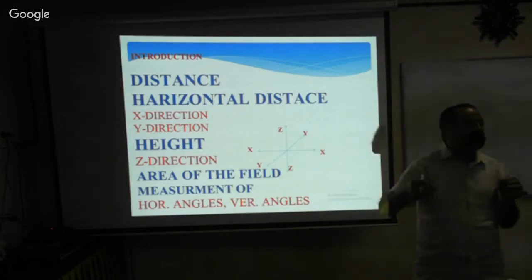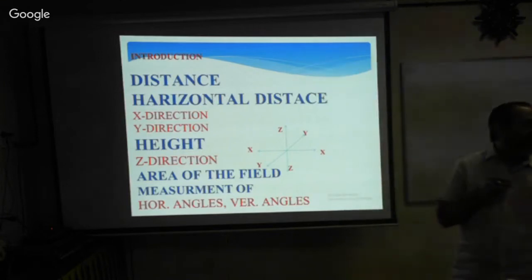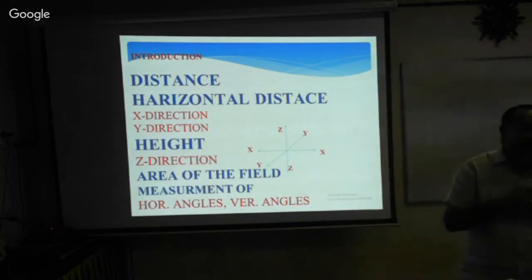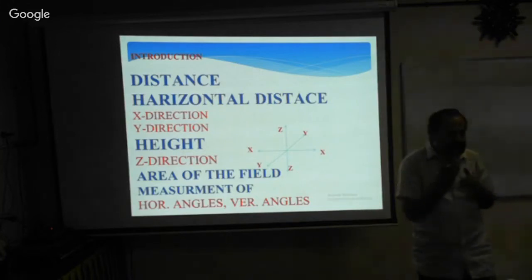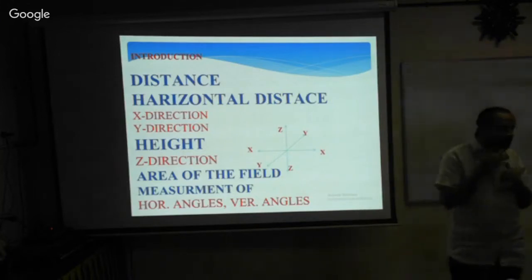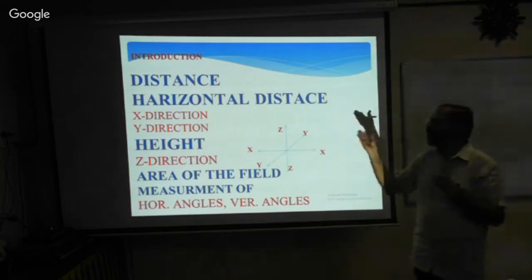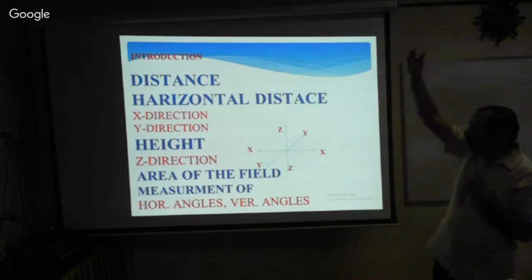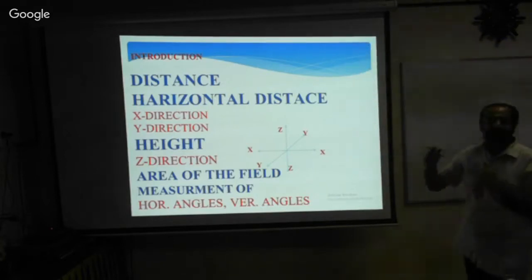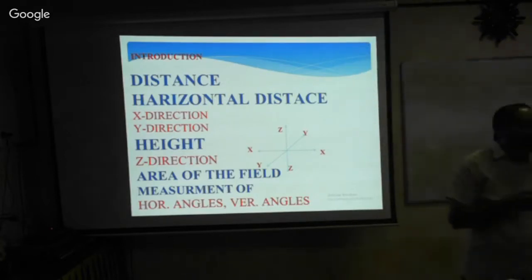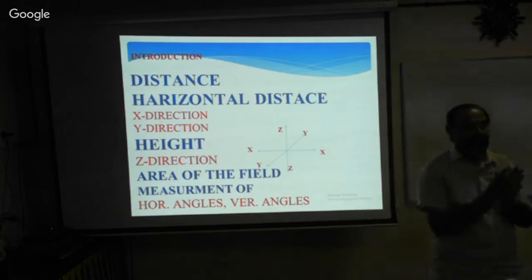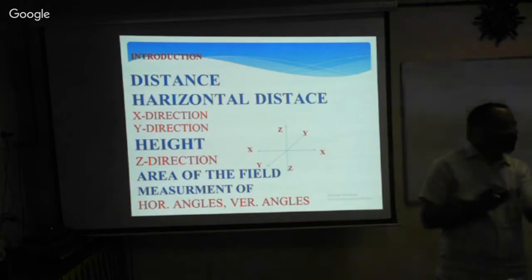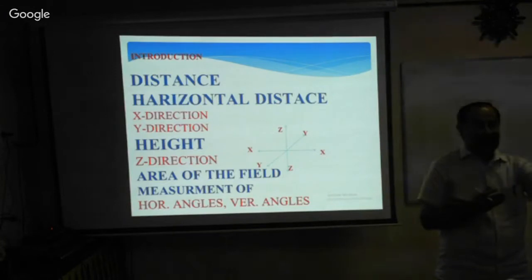We are taking the distance. We are collecting the information in X, Y direction. Then we are calculating it. That will give you the area. Understood? What we are going to do? We are doing that in the X direction, in the Y direction, and also in the Z direction, height. Then the area of the field, and also we are measuring the horizontal angles and also the vertical angles. Isn't it? Do you know about it?